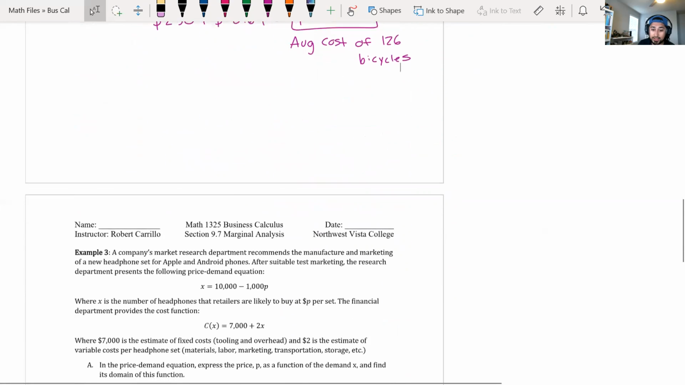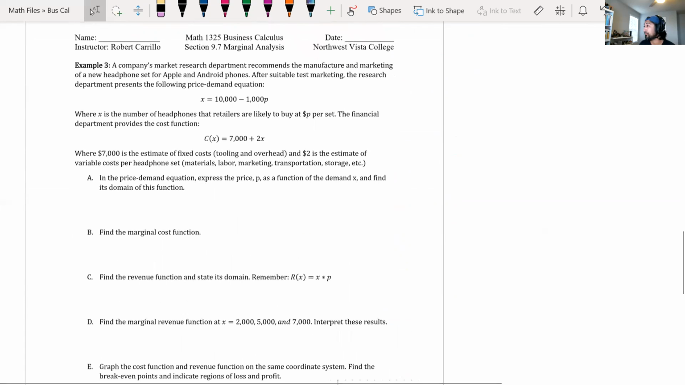All right, last page, the long one. A company's market research department recommends the manufacture and marketing of a new headphone set for Apple and Android phones. After suitable test marketing, the research department presents the following price demand equation: x equals 10,000 minus 1,000p, where x is the number of headphones that retailers are likely to buy at price p per set. The financial department gives the cost function, C of x equals 7,000 plus 2x, where 7,000 is fixed cost and $2 is the estimate of variable cost per headphone.